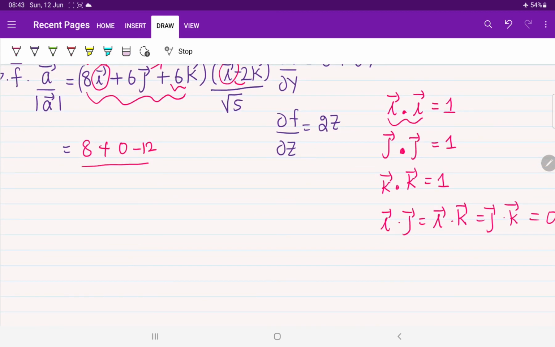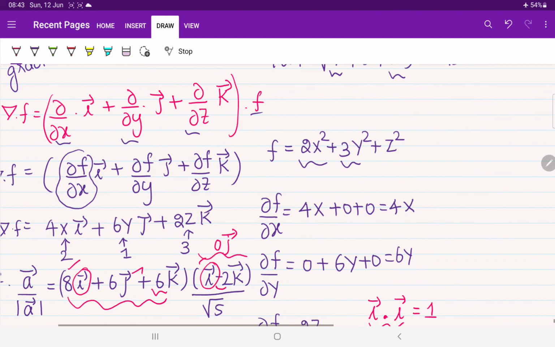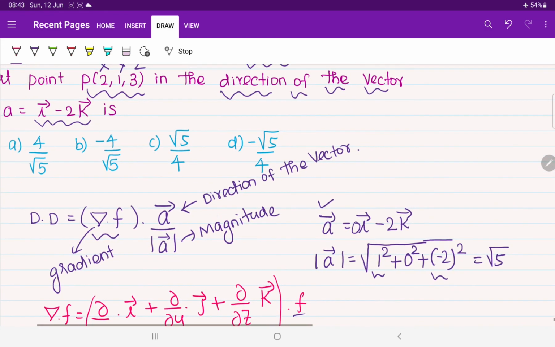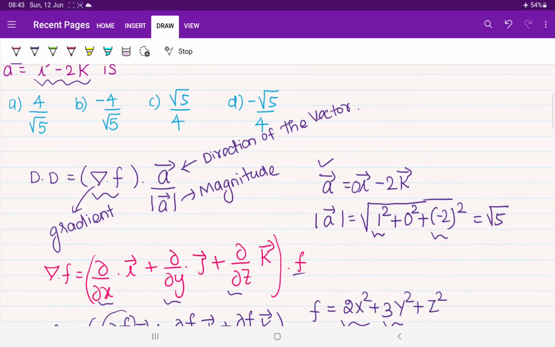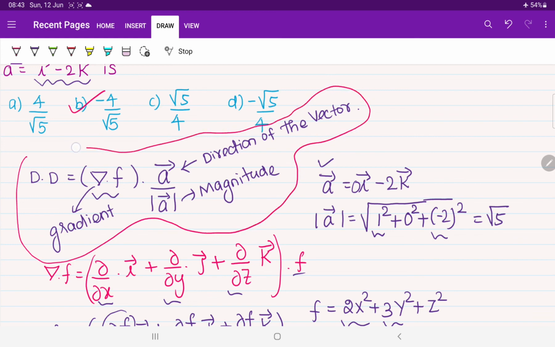Whereas in the denominator we will have square root of 5. Now tell me what will happen. 8 minus 12 will become minus 4. So minus 4 by square root of 5 is the correct answer for the given function. So the directional derivative of this given function is minus 4 by square root of 5. So this is the one and only standard formula for directional derivative.